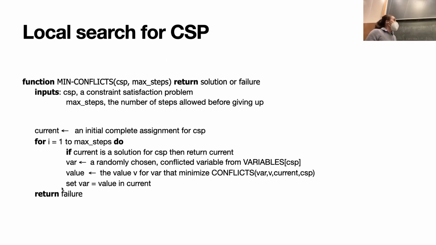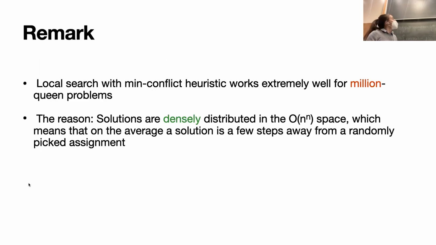Although there is a possibility for that, because this is a randomized algorithm and we know special things about these types of randomized algorithms, it actually does pretty well. So local search with the min conflicts heuristic works really well for the million queens problem. Here's the reason. The solutions are densely distributed in the exponential space n to the n, which means that on average, a solution is just a few steps away from a randomly picked assignment. And there are these really nice bounds that we see. Yes.